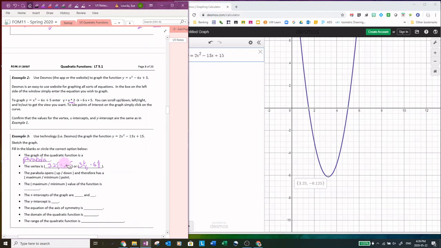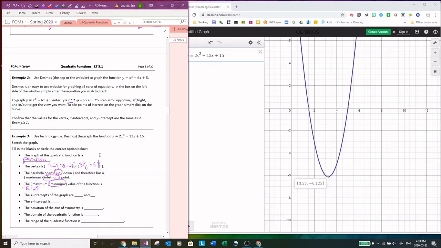Just want to fix this. This is really messy and hard to read. Negative 6.125. All right, this parabola opens up and therefore has a minimum point. The minimum value of this function is the y value of the vertex, so it's negative 6.125.